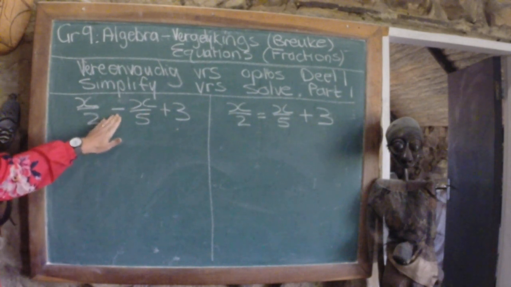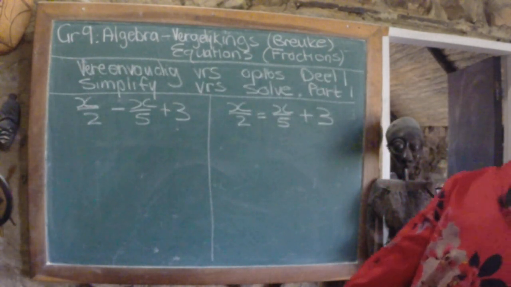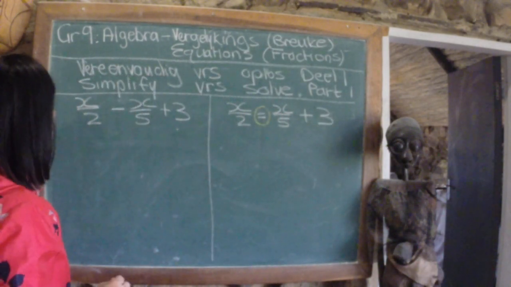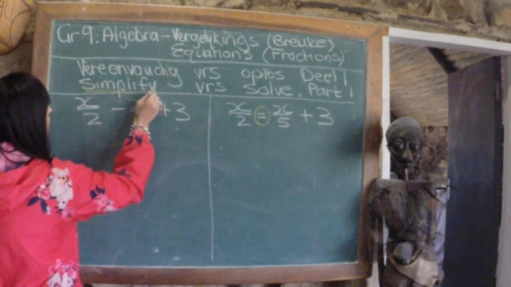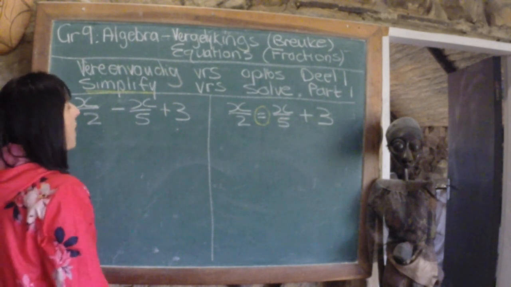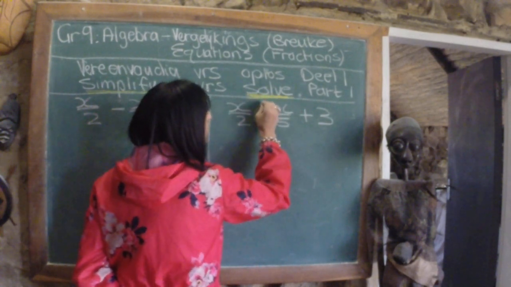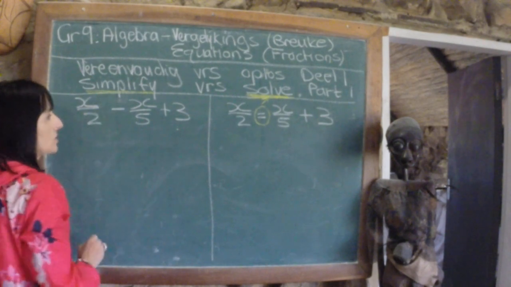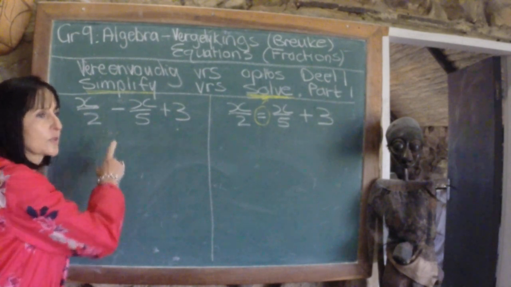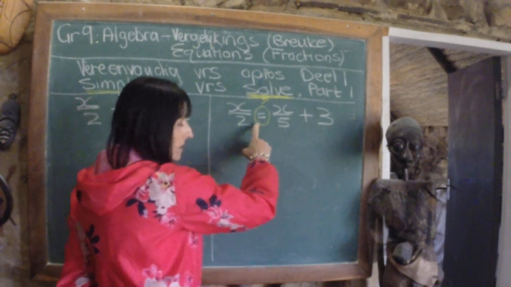This one's got a minus and a plus, and this one got an equals to. So, when there's no equals to, we're gonna simplify. But when there's an equals to, we're gonna solve. That's the difference. We can't solve for x over here because there's no equals to. Ons kan hier vir x oplos, want daar is gelyk aan.